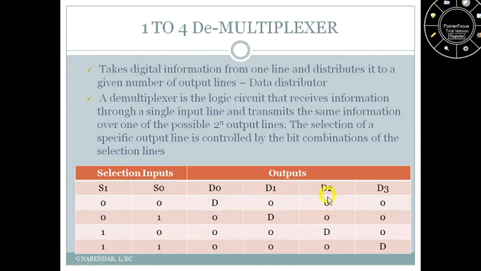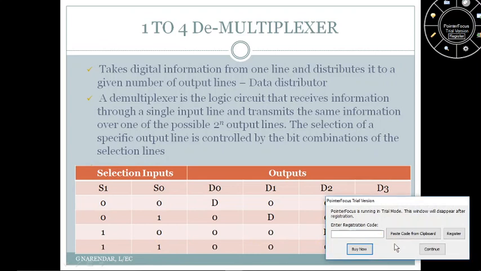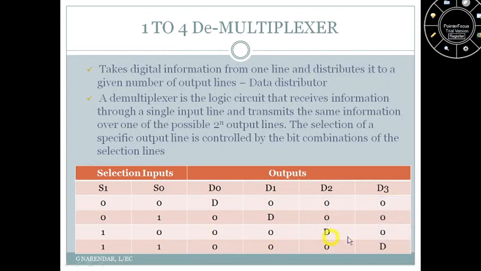And similarly, when S1 equal to 1 and S0 equal to 0, the third output line D2 will get selected, and the data on D2 will be same as the data present on the input line of the demultiplexer. And when the selection inputs S1 equal to 1 and S0 equal to 1, the fourth output line D3 will get selected, and whatever the information that is present on the input line will be transmitted to the D3 line, and the other output lines will have 0 since they are not selected.